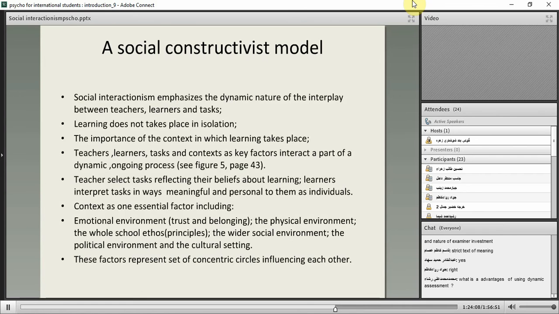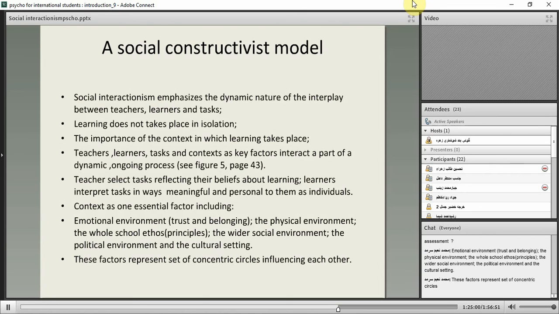And context is a very essential factor, which includes the emotional environment. That is, the learner's emotional state is very important: trust, belonging, self-confidence. Then the physical environment, the class environment, whether it's a well-equipped class, whether we have access to resources, and also the whole school environment in terms of the staff and institutions, and also the wider social environment, that is the social-political environment and the cultural settings. All these are very important in the way people learn.